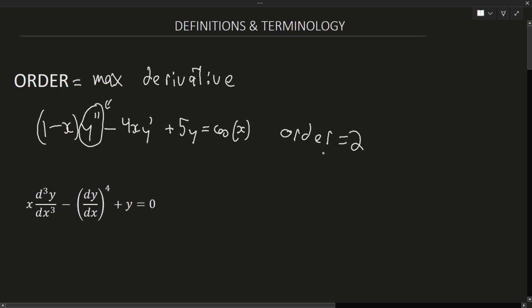Now, sometimes your professor is going to give you an equation like this as a trick question, okay? This over here is just y prime to the power of 4, okay? It's not y prime prime prime prime, okay? It's not the same thing. It's just a trick question, okay? The order in this equation is 3 because here y is derived 3 times, okay? So the order here is 3.